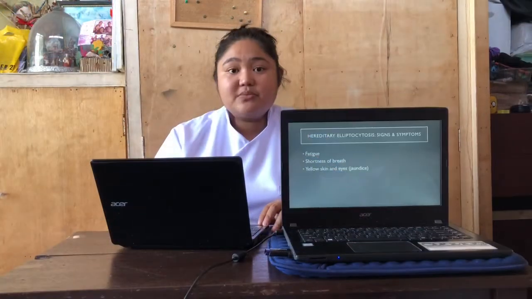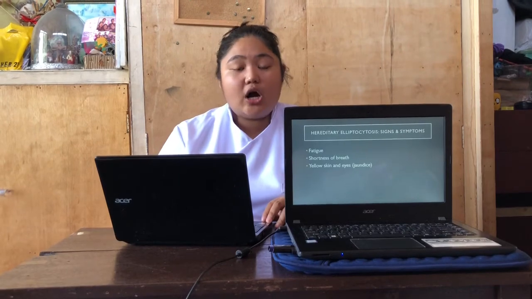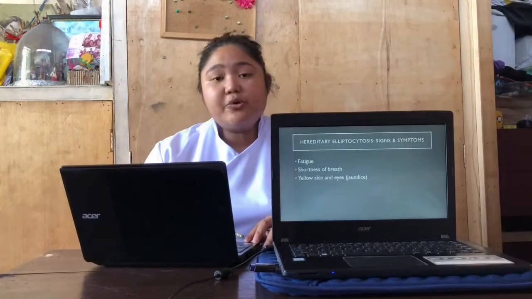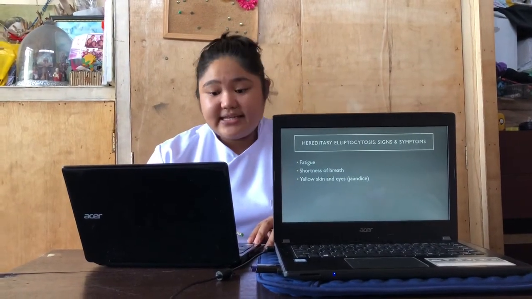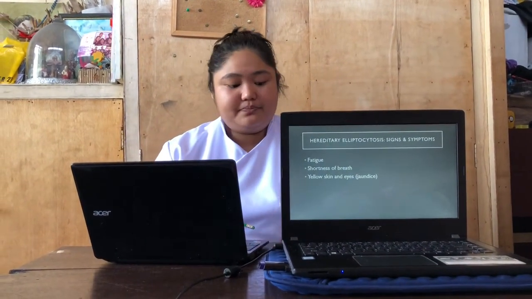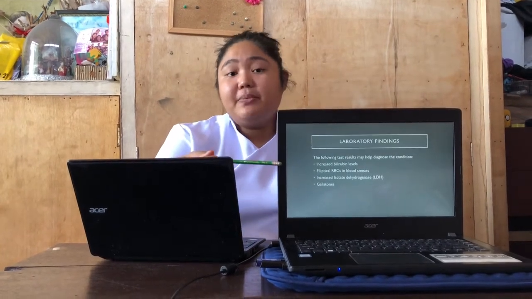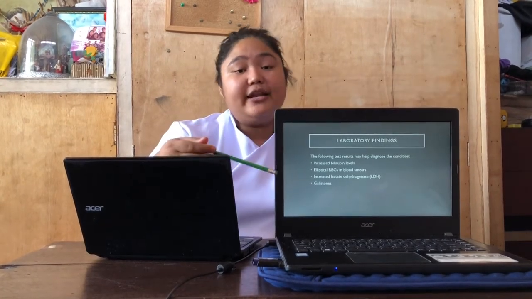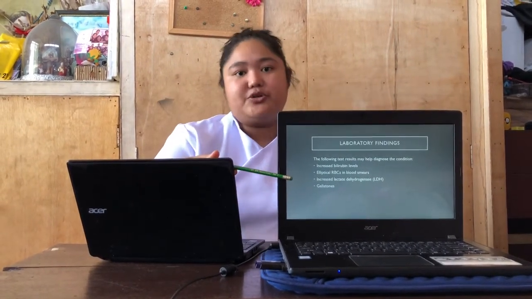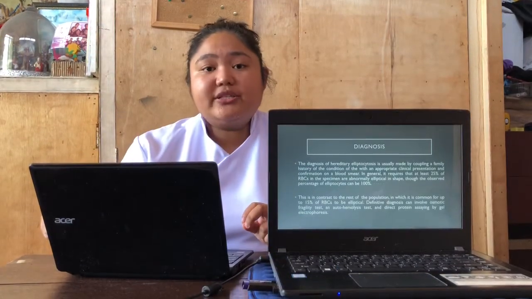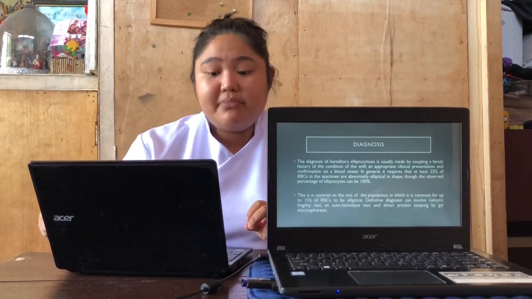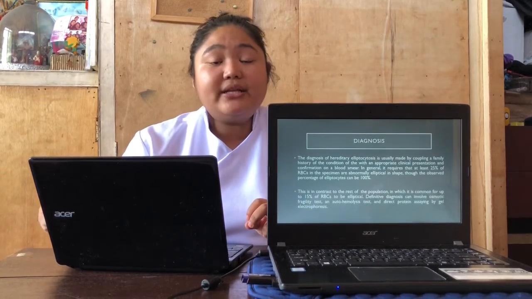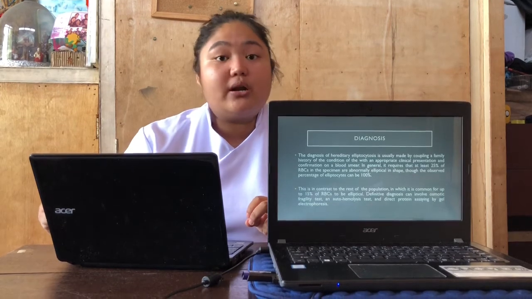The signs and symptoms of hereditary elliptocytosis are fatigue, shortness of breath, and yellow skin and eyes. For the laboratory findings, the following tests may help diagnose the condition: increased bilirubin levels, elliptical RBCs in blood smears, increased lactate dehydrogenase level, and gallstones. The diagnosis of hereditary elliptocytosis is usually made by a combination of family history of the condition with an appropriate clinical presentation and confirmation on a blood smear.